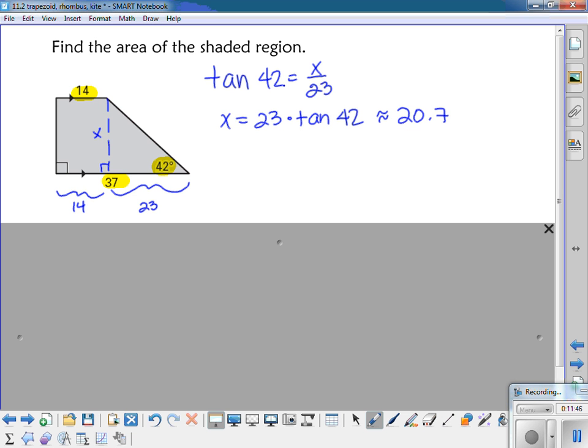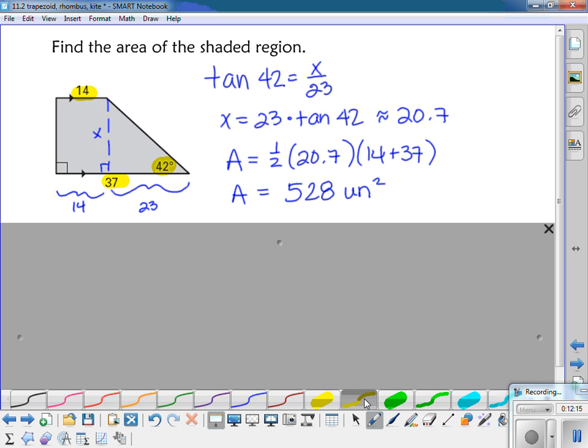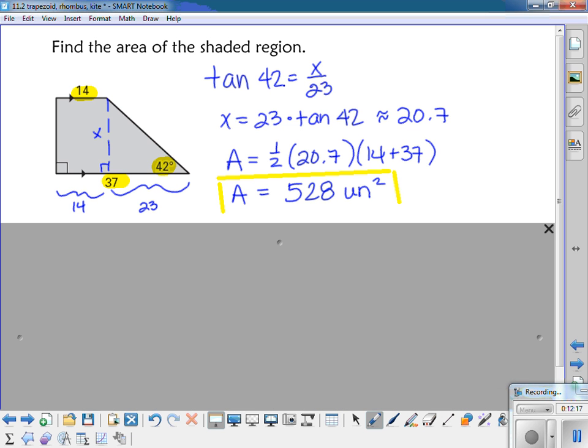Now what you can do is you can leave that in your calculator and go ahead and just divide it by 2, because the formula is 1/2 the height. So you take that 20.7 and divide it by 2, and then you multiply it times 14 plus 37. And you should get that the area comes out to 528 square units. Double check that you get the same thing when you put it in your calculator.